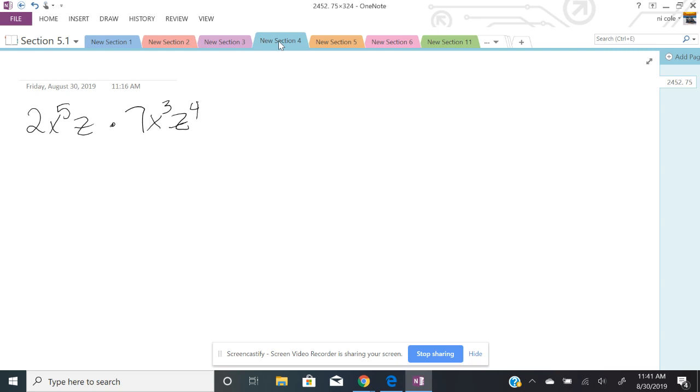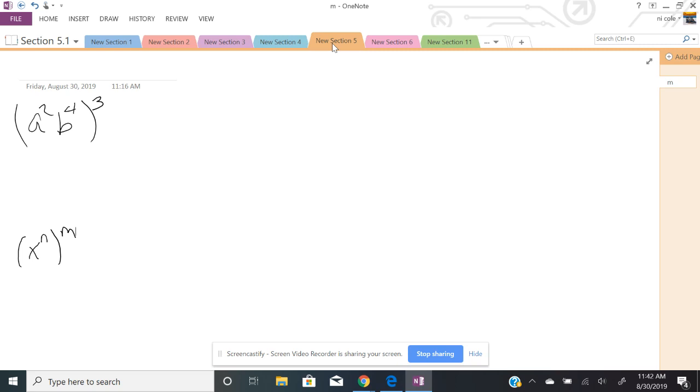So let's look at this example. So really, that would give me, I can look at the numbers and I can do 2 times 7, which is 14. And then I have x to the 5th plus 3. And then I have z, and this z has an implied 1, so go ahead and put it in, 1 plus 4. Okay, show me that work. Giving me x to the 8th, z to the 5th. All right? So we're using our product rule there.